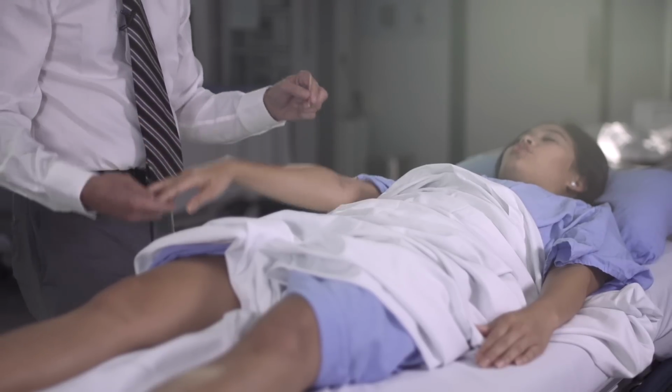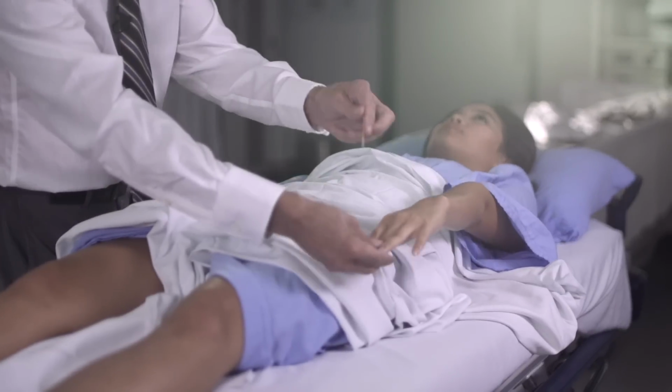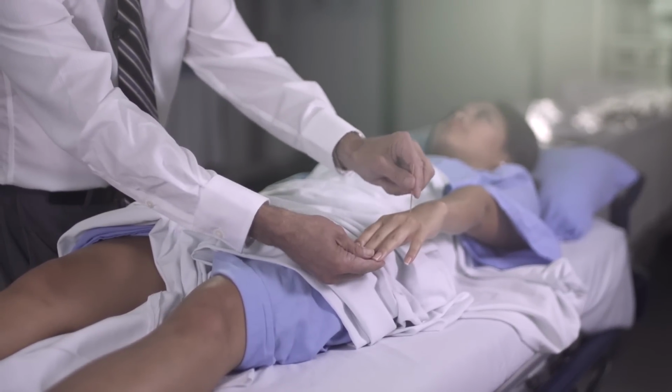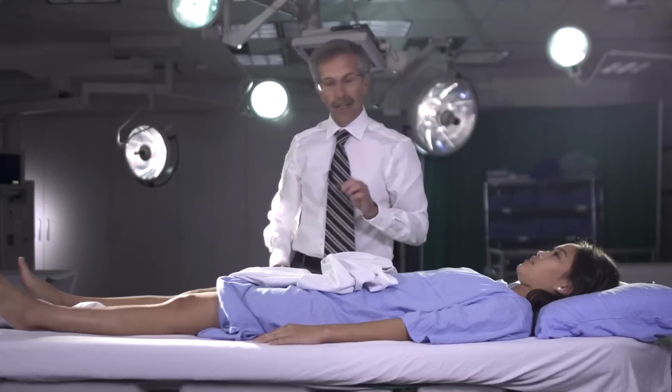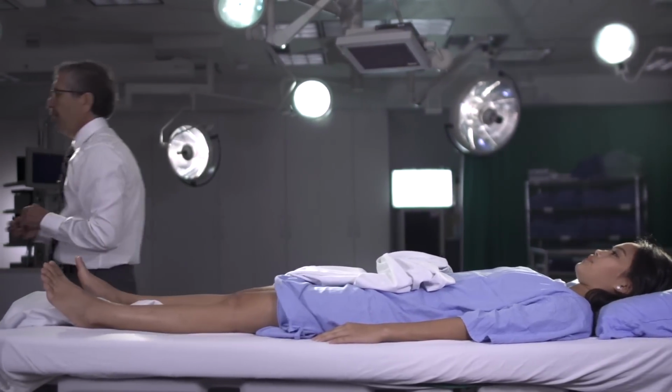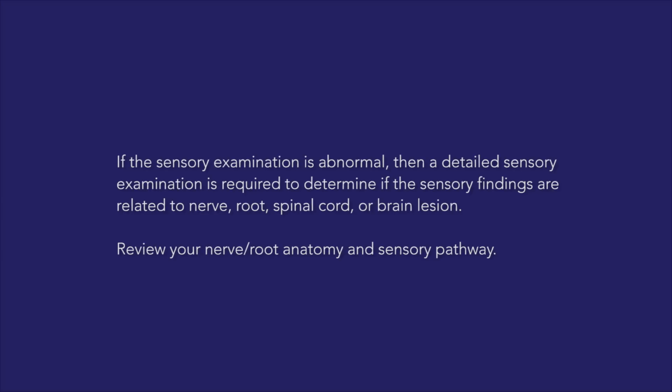Yes. Very good. Let's do this one. And that's the same both sides, and I expect that to be normal. Okay, very good. If the patient has sensory symptoms, then a detailed sensory examination is required to determine if the sensory findings are related to nerve, root, spinal cord, or brain lesion. Review your nerve and root anatomy and sensory pathway.